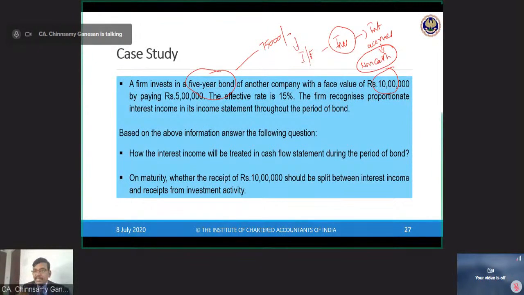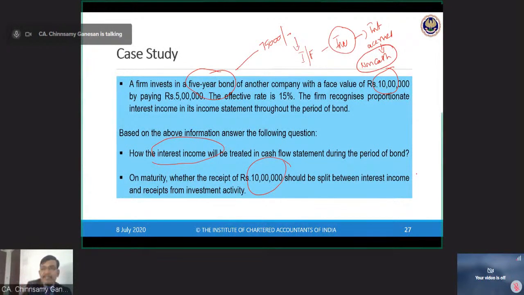Okay. So the question is how interest income will be treated in the cash flow statement. It is a non-cash item and accordingly not shown as part of that. On maturity, 10 lakhs has been received; whether I have to show it, the next question is the split between interest income and investment activity. Yes, because interest income is also arising out of investment activity, but the original investment I have made is only 5 lakh.